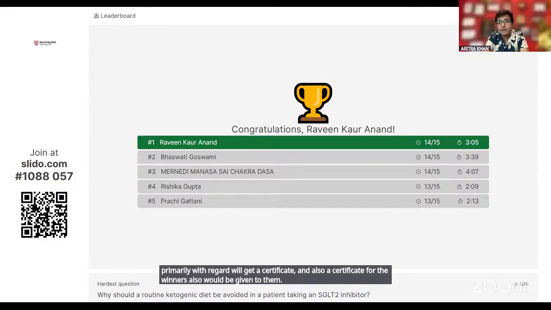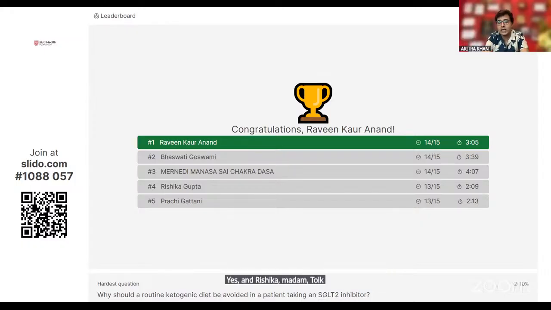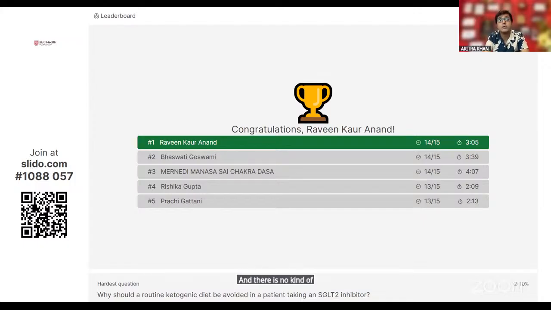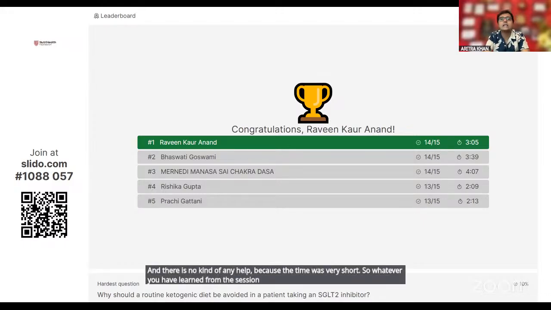Yes, and Rishika madam said she can't wait for the next session. The slide has been discussed and the quiz has been there, and you have answered the quiz. There was no kind of help because the time was very short. So whatever you have learned from the session, you just clicked it. It is really lovely, and I am really enjoying.